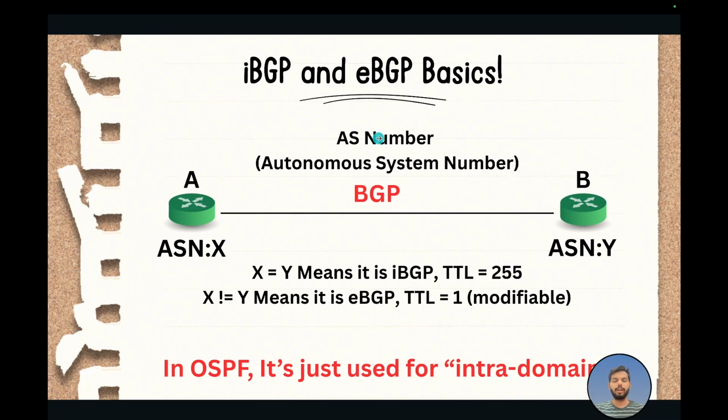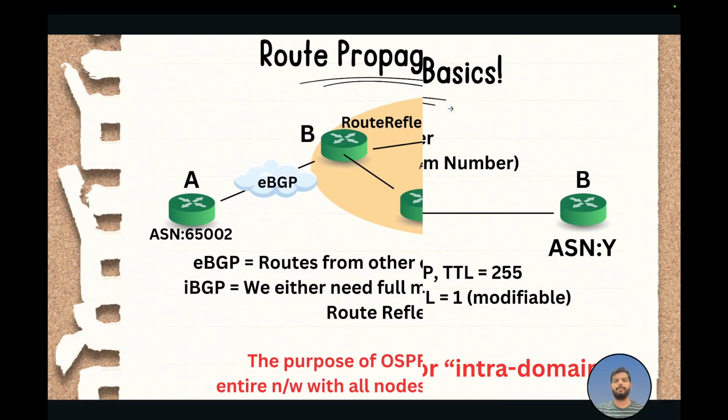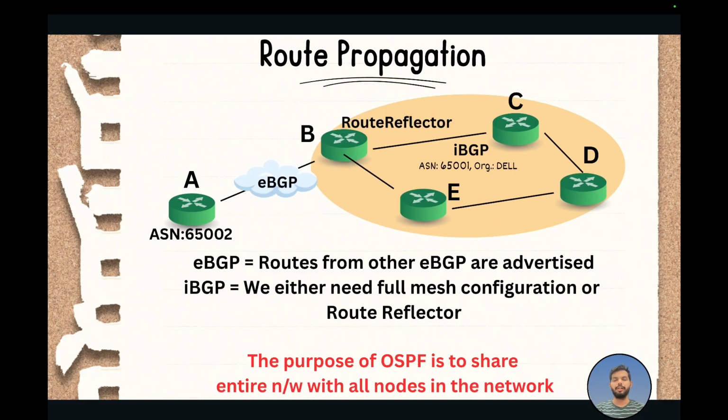Now, in contrast to BGP, OSPF doesn't have an exterior flavor. OSPF falls under the IGP protocols, so it's just used for intradomain routing. It's not used as an interdomain routing protocol. That's the difference between BGP and OSPF. If you have a little knowledge about OSPF, the purpose of OSPF is to share the entire network with all the nodes connected on that network. But in contrast, there is a very different route propagation happening in BGP.